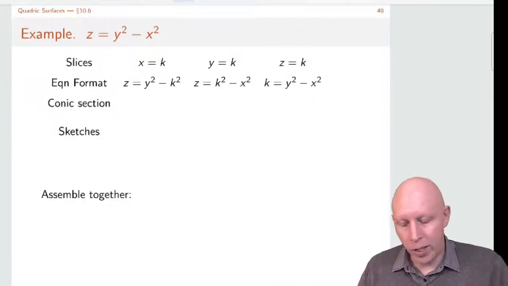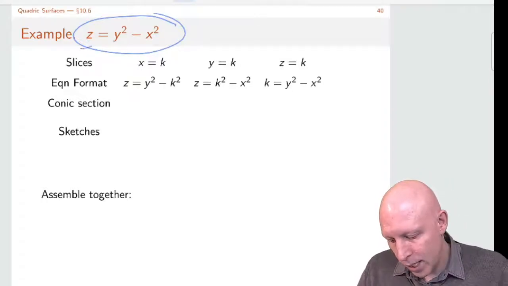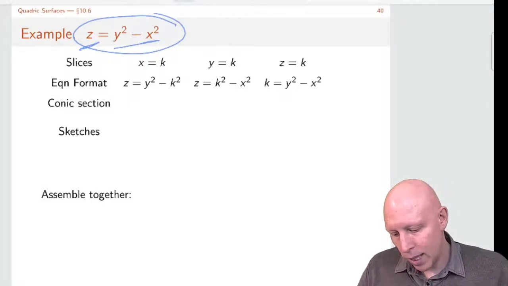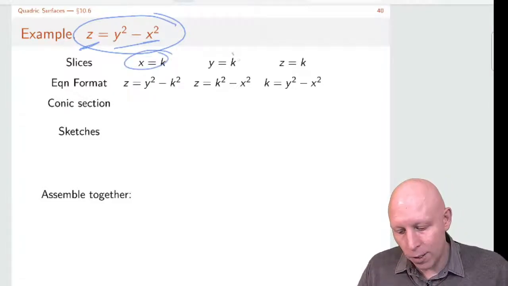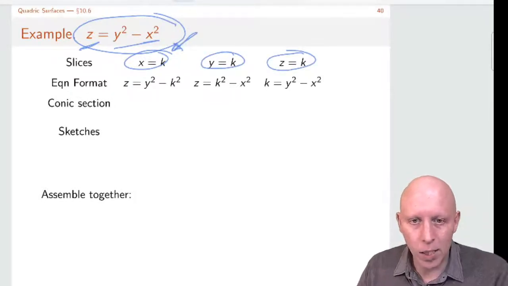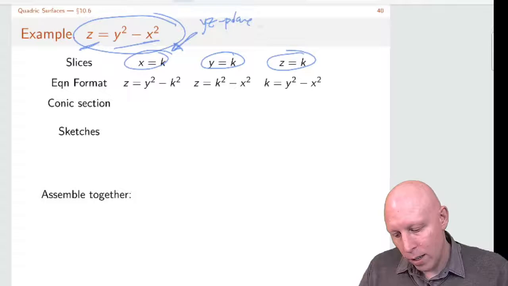Let's do another example here with a slightly different type of function. Here we have z is equal to y squared minus x squared. For this example, let's take slices in each of the different directions. If we have something that looks like x is equal to k, remember that is parallel to the yz plane. Y equals k is parallel to the xz plane. And z equals k is parallel to the xy plane.